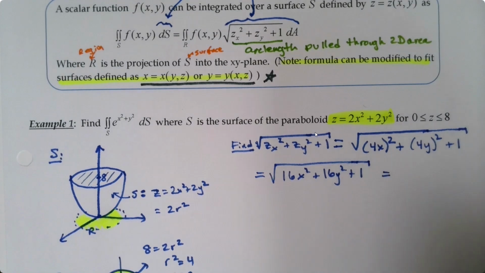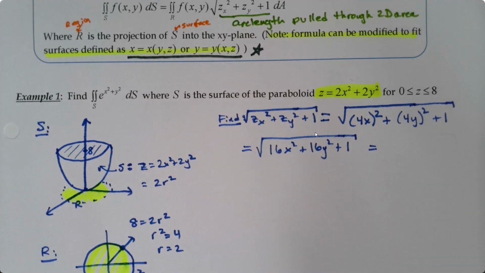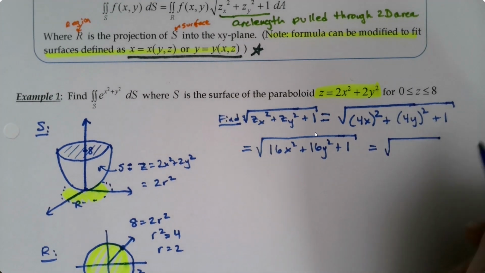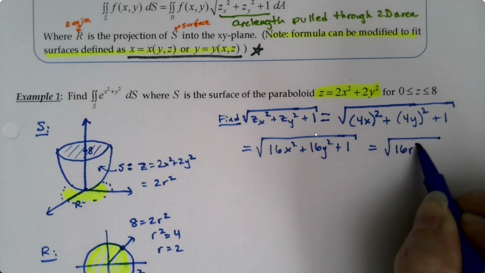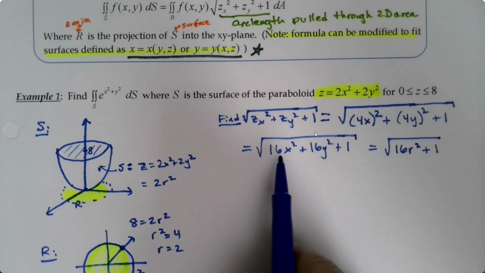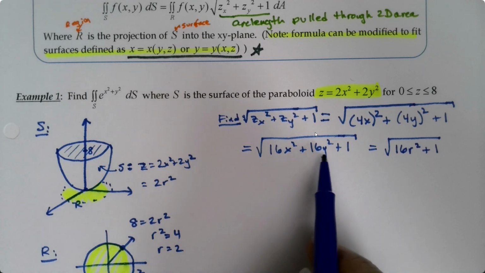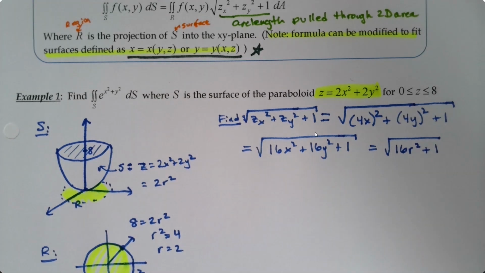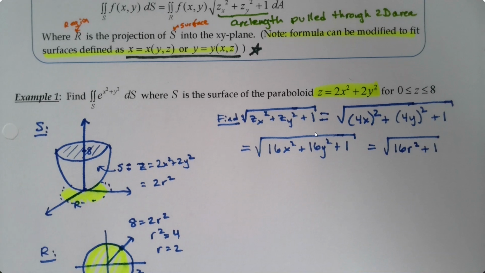And knowing that I'm heading for polar coordinates because this is a circle, I'm going to be wise about this and make it 16r squared plus 1, right? Because we can factor out the 16, it leaves you x squared plus y squared, which is r squared. All right, now let's do the integral.